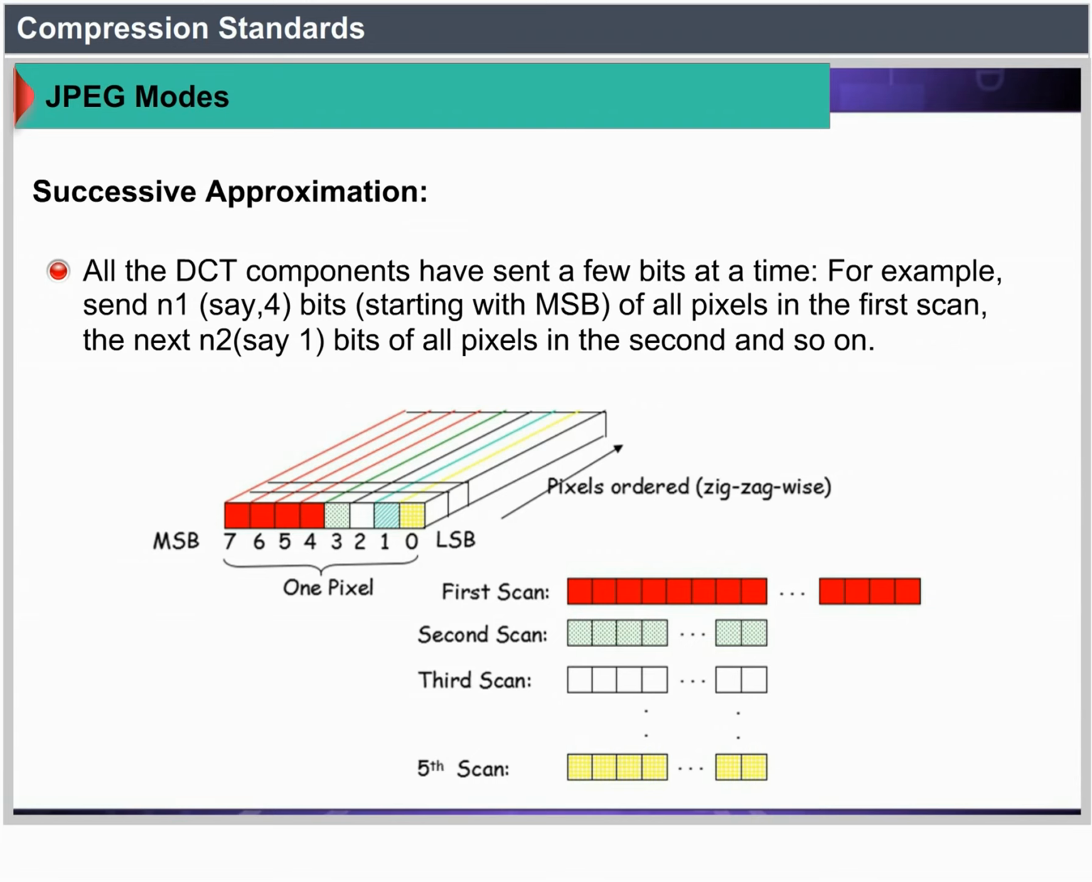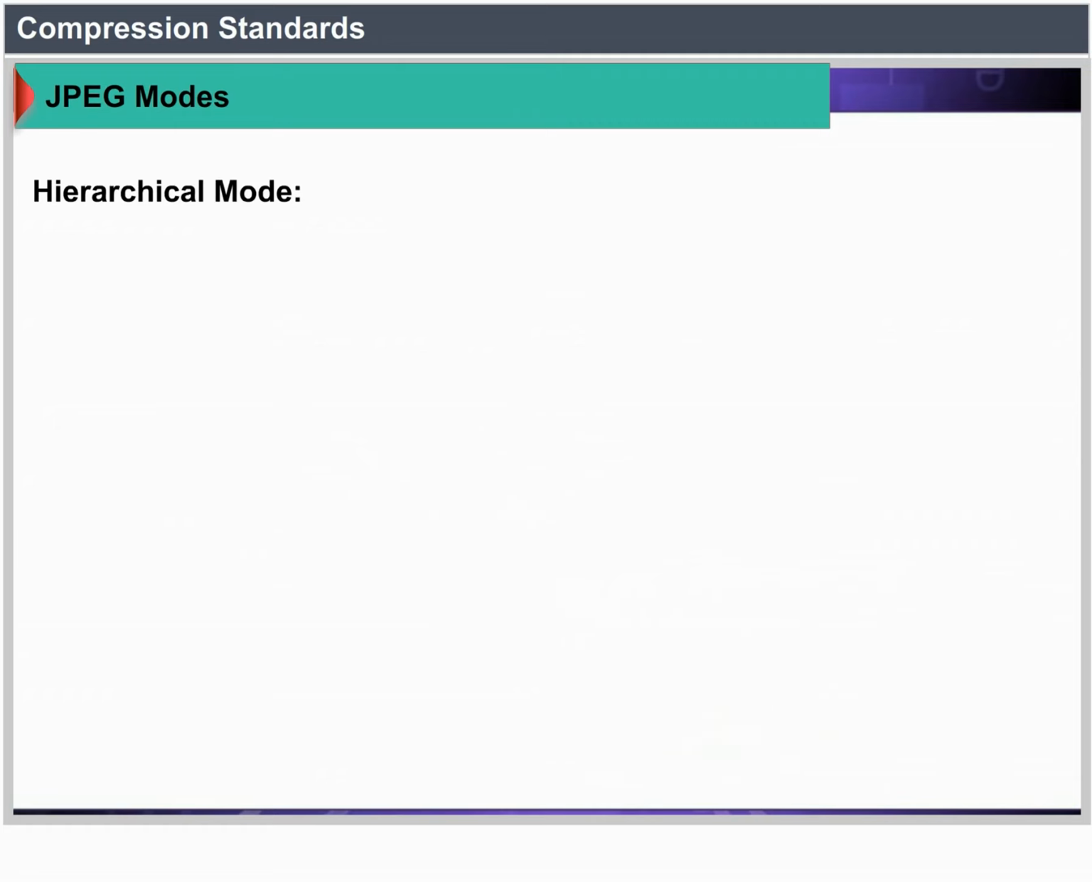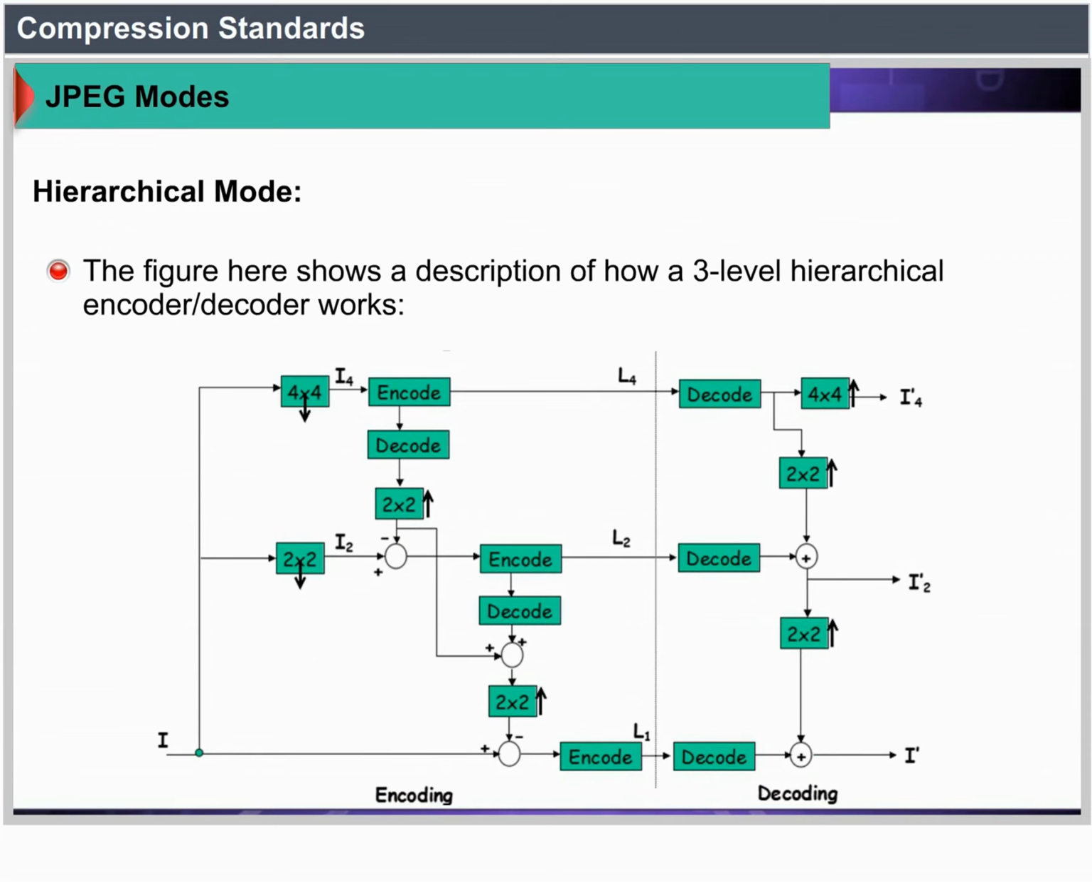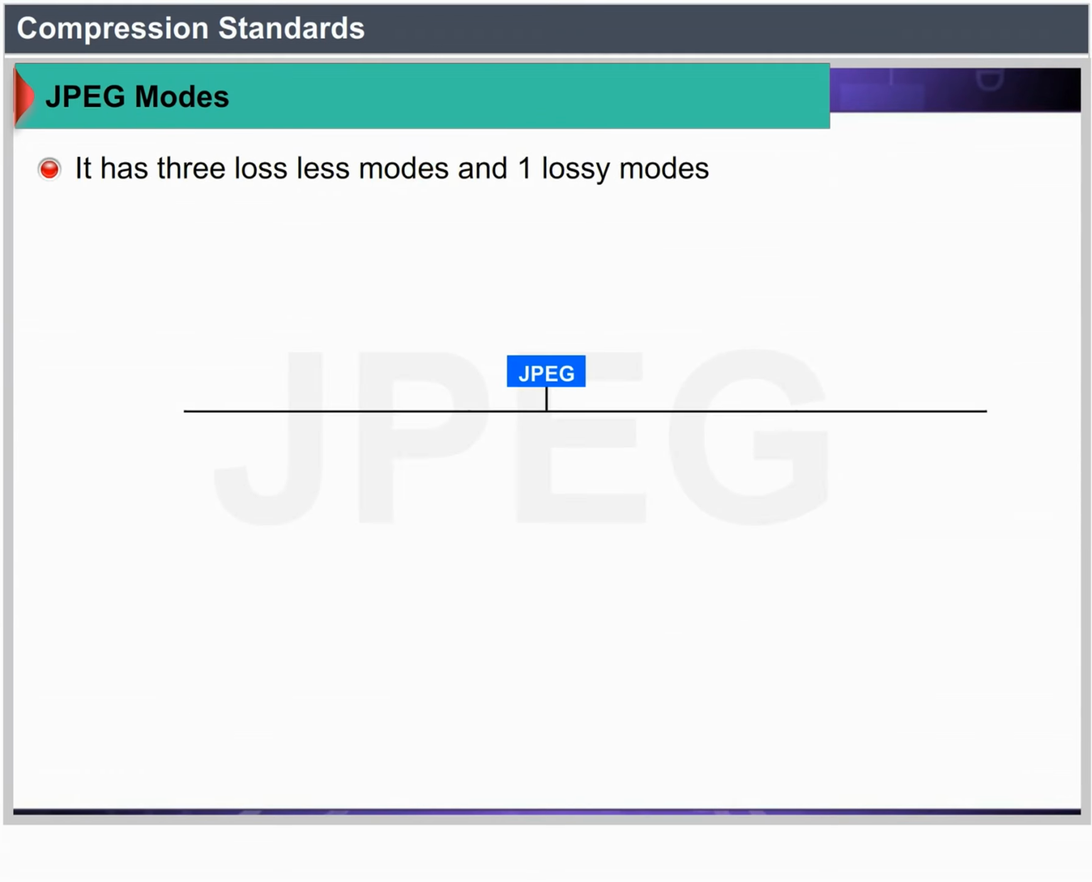Hierarchical mode. Used primarily to support multiple resolutions of the same image, which can be chosen depending on the target's capabilities. The figure here shows a description of how a 3-level hierarchical encoder/decoder works. It has 3 lossless modes and 1 lossy mode.